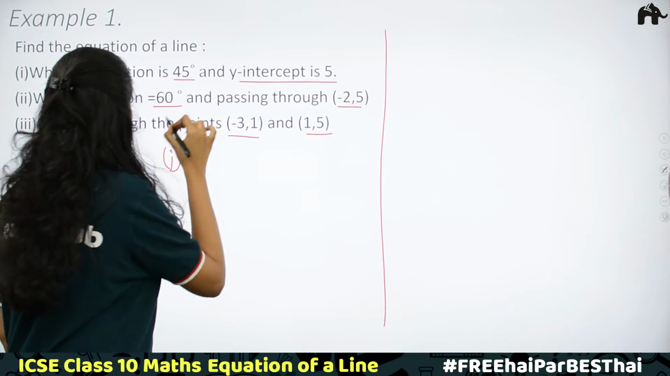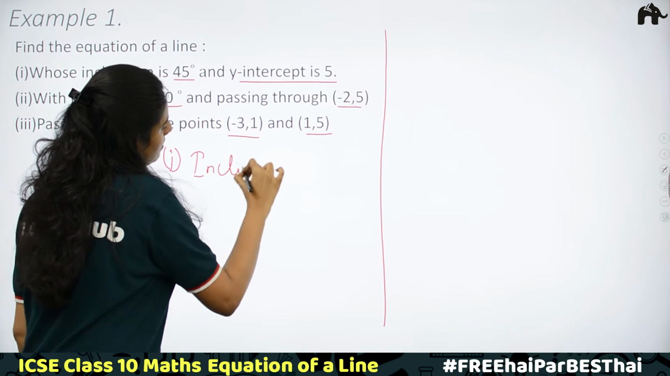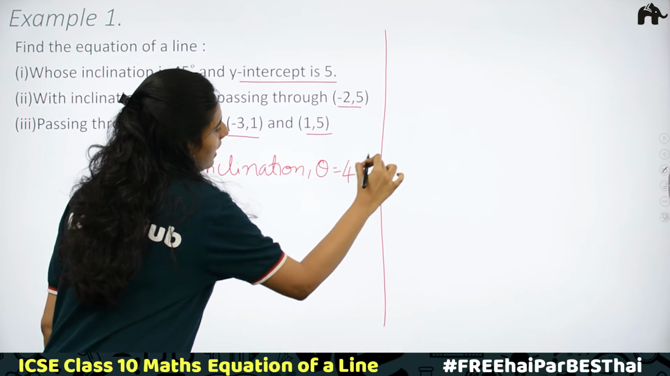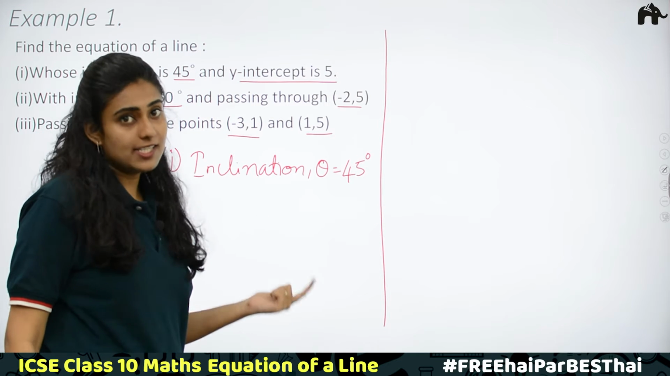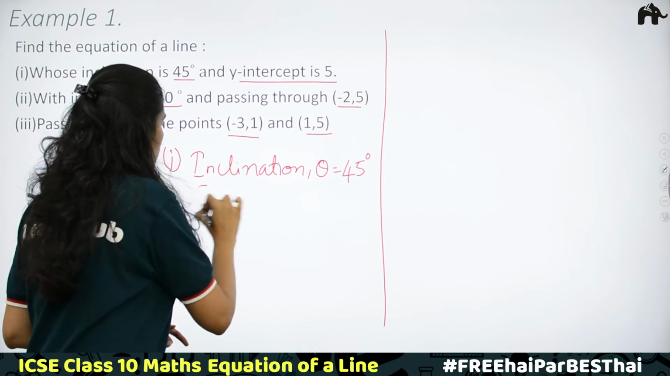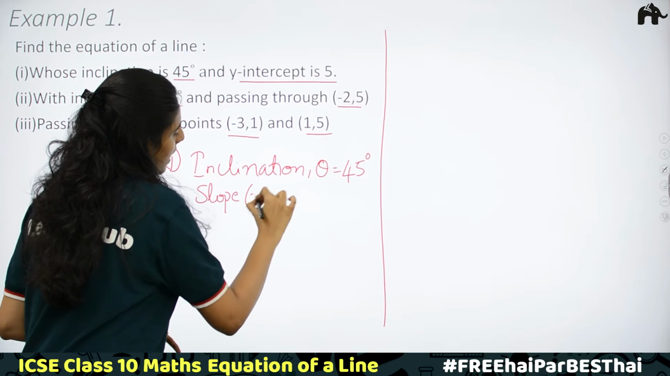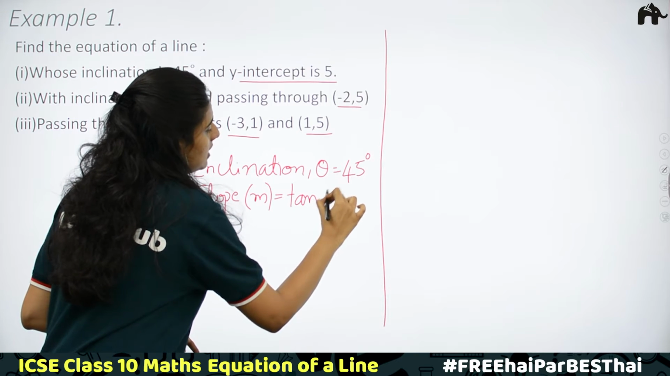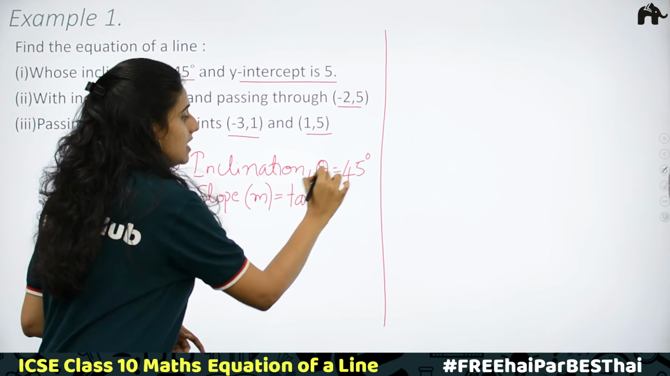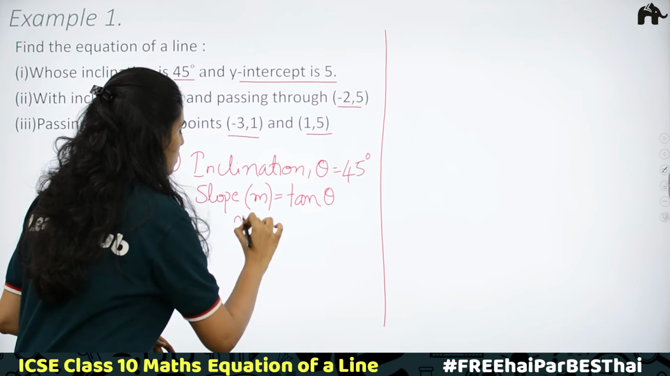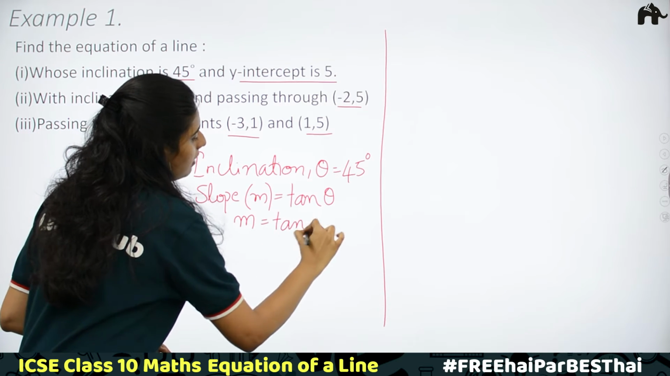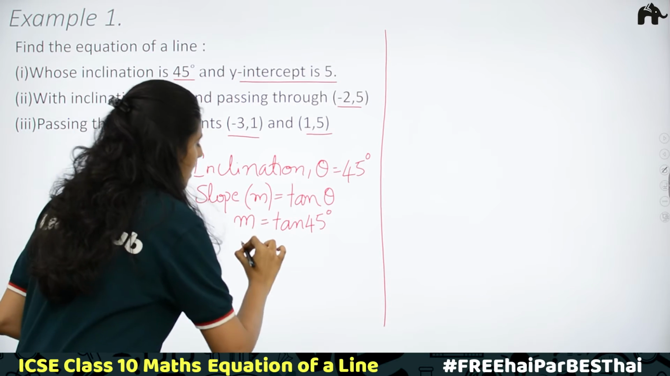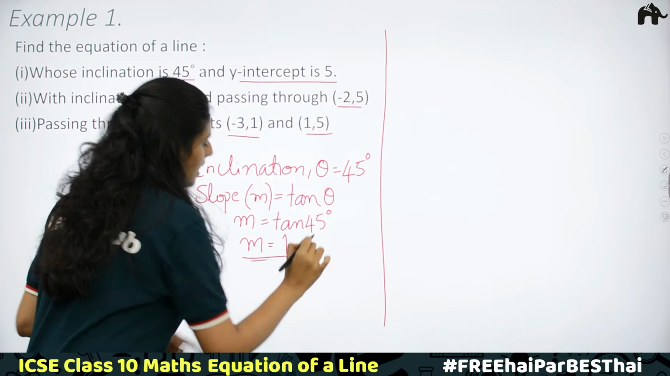So the first one, inclination is given. Inclination represented as theta is equal to 45 degree. Using inclination, we know to find slope. We have studied in the previous class. Slope is represented by letter M, and slope is equal to tan of inclination, that is tan theta. Here what is theta? Theta is 45 degree. Therefore, slope M is equal to tan 45 degree. What is the value of tan 45 degree? 1. Yes. So, M is equal to 1. This is our required slope.